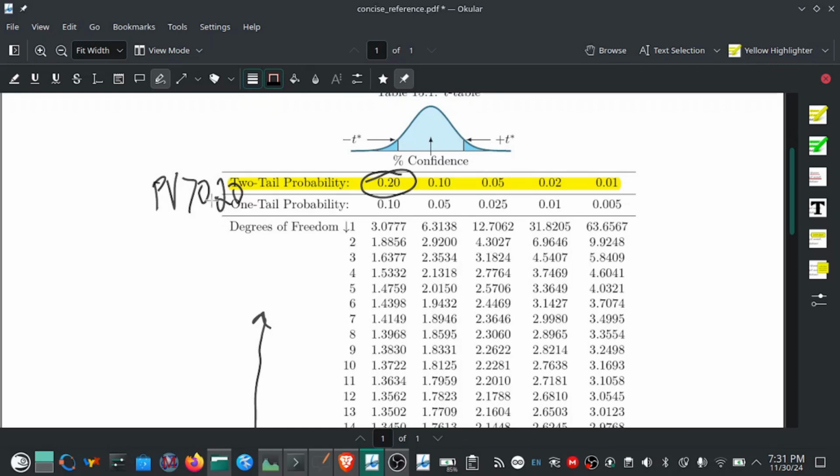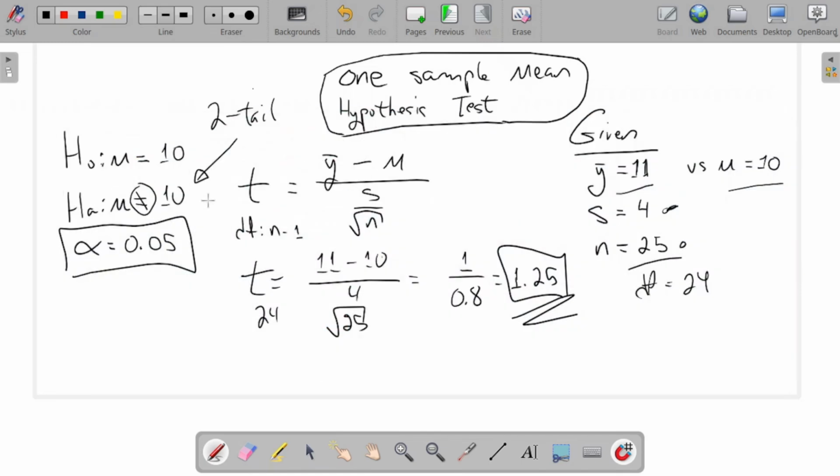And we'll go back now and see how that compares to the level of significance. Well, it's clearly larger, and that means we fail to reject the null hypothesis. When the p-value is greater than the level of significance, we fail to reject the null hypothesis.